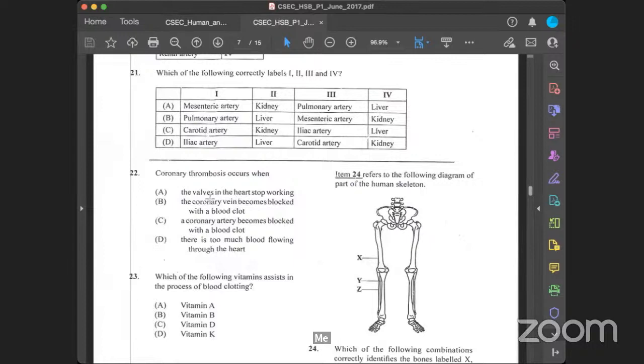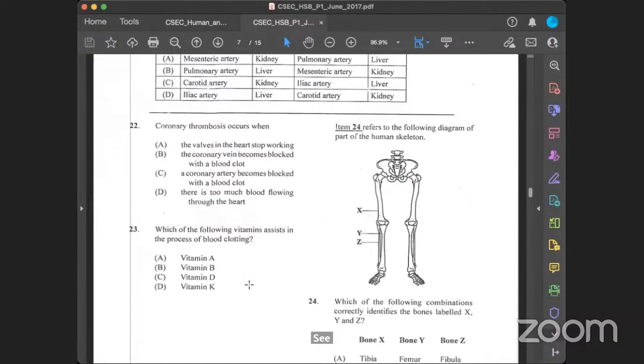Coronary thrombosis is where a blood clot blocks your coronary arteries. So what is that going to be? C. And they asked you this question in the paper too, and nobody remembered the answer.